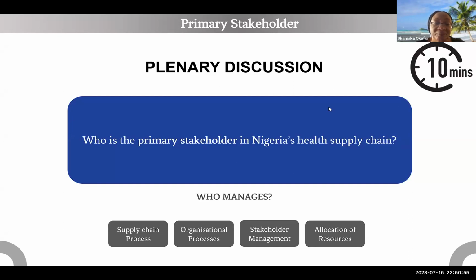From the lecture so far, we've seen the type of supply chain we have in Nigeria, which is being referred to as decentralized. And from there, we've seen various stakeholders. We've seen the federal government as a major stakeholder through the Ministry of Health. And that's one of the primary stakeholders. The Ministry of Health is representing the federal government. Then we also have the state.